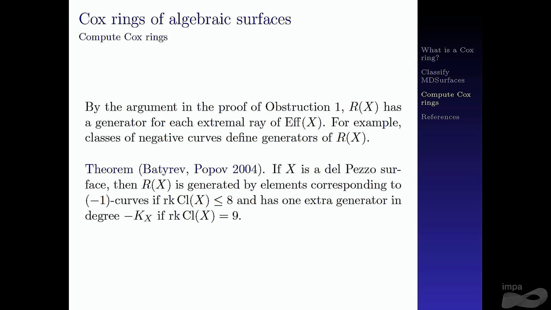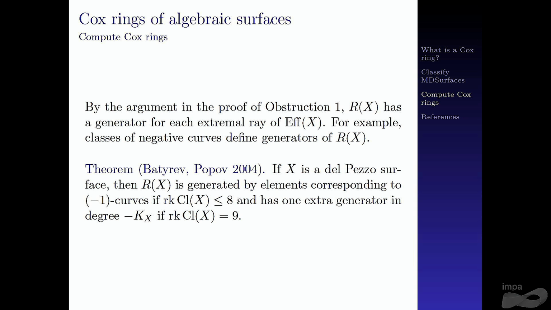Okay, so in this special case, with rank at most 8, you have just generators corresponding to -1 curves. Okay? And does this extra generator appear for every single Del Pezzo? Yes, for all Del Pezzo surfaces, it always appears, essentially because the anticanonical is a pencil, and you need one more generator for the pencil.